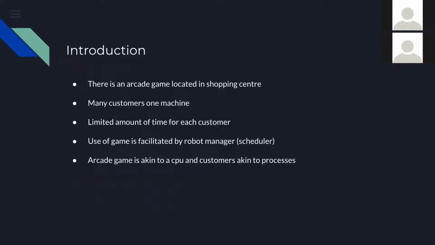Now, for the introduction, we have an arcade game in a shopping center, and it's just one machine that many customers can use. Each customer is limited to a certain amount of time that he can use the machine for. The use of the game would be facilitated by the robot manager, which in our case would be a scheduler. And the arcade game is similar to the CPU. The customers would be similar to processors.